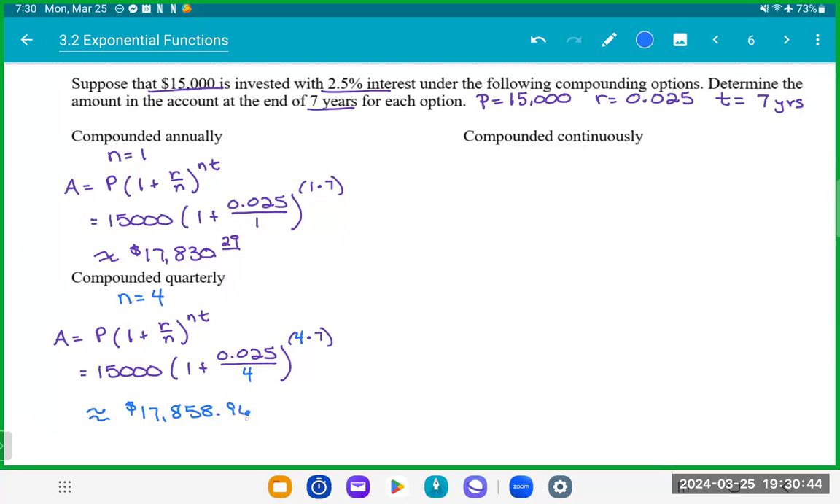$17,858.96. So now you can see that if I'm compounded one time a year, at the end of 7 years, my 15,000 will be grown into 17,830. Now, if I compound quarterly instead of just one time a year, I get interest paid to me 4 times a year. Then my interest now is making interest. And so now I'm going to have $17,859 roughly at the end of those 7 years. Okay. Question.